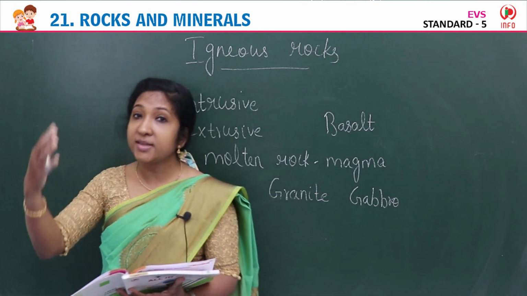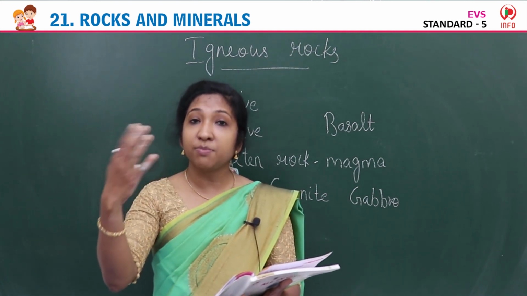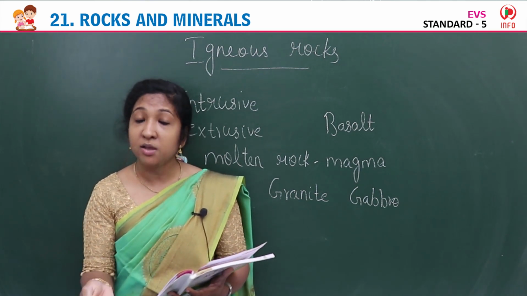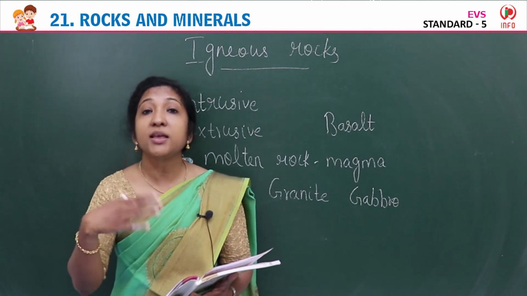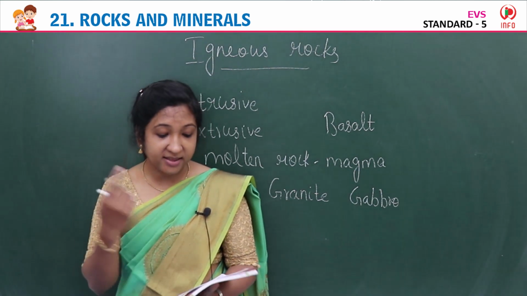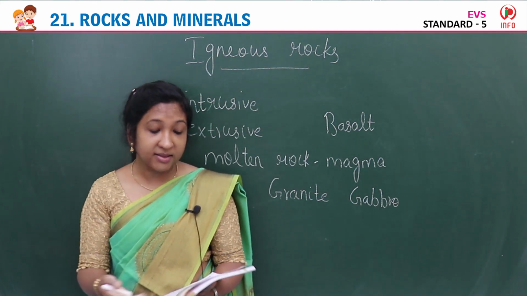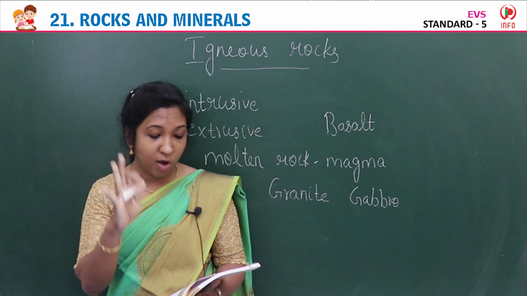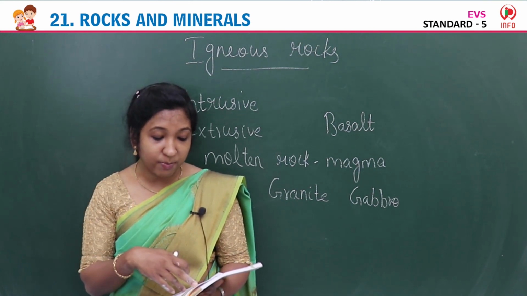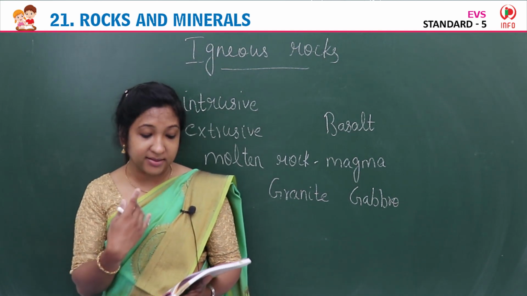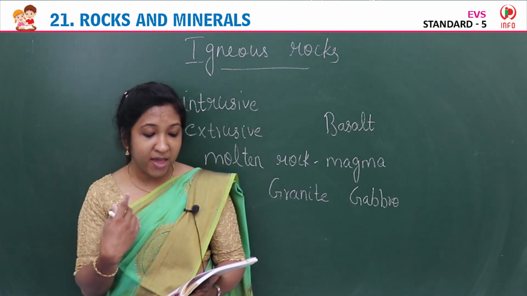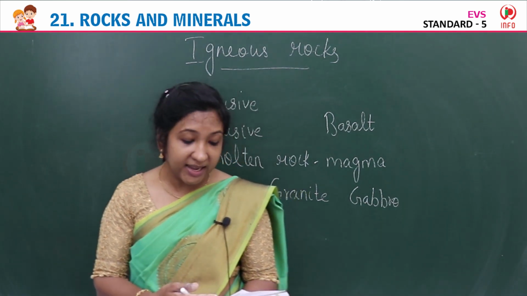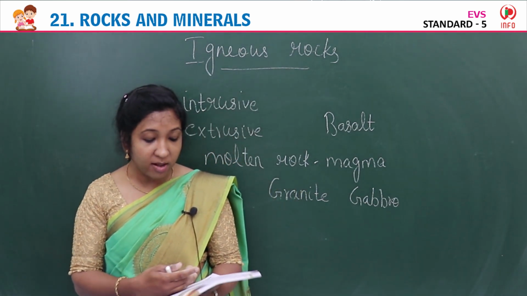When it comes to the surface and comes in contact with land and water, it cools and forms igneous rocks. Examples we have seen are granite and gabbro. Granite is made up of three minerals, quartz, mica and feldspar, and we use it as a building material and in electrical equipment.